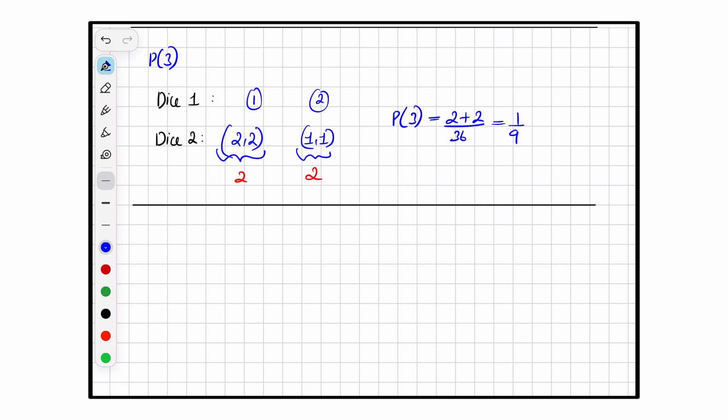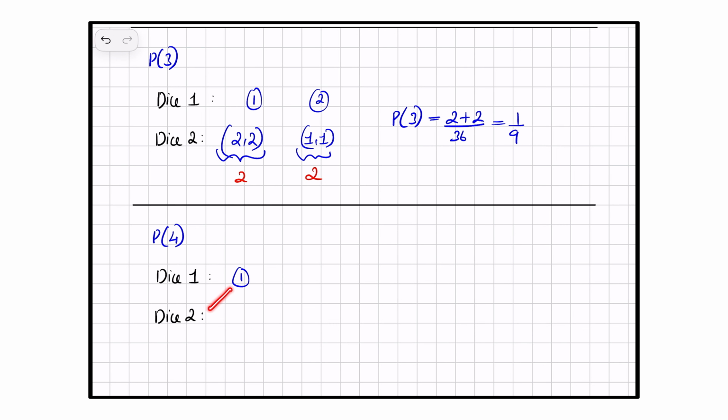I check the probability of getting the sum of the numbers from the two dice as 4. On dice 1, let's say I get number 1. What are the possible numbers on dice 2 such that the sum will be 4? I can have only 3, and there are 2 3s possible. So together there are 2 outcomes possible.